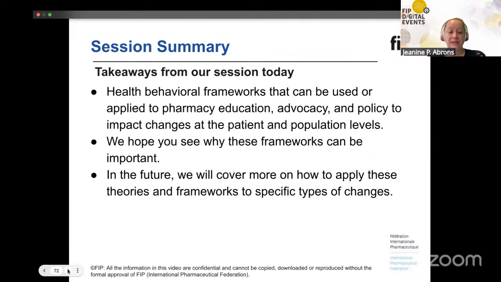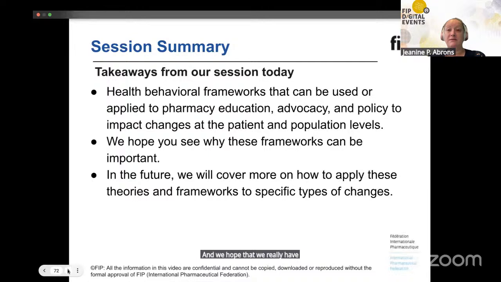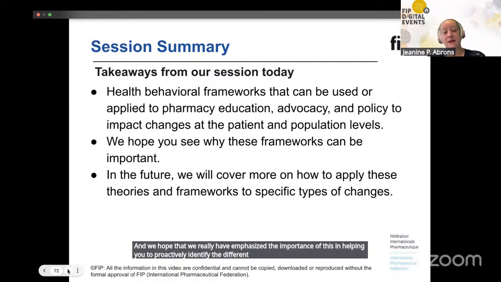But what we hope you have taken away from today's session is that these health behavior frameworks can be used, and you can apply them in many different facets or fashions. You can apply them to education, to advocacy, to impact policy and change. You can think about patient or population levels. And we hope we have emphasized the importance of this in helping you to proactively identify the different factors that might be important in being successfully a member of the profession that is able to drive practice change.